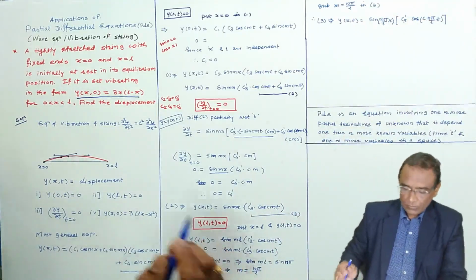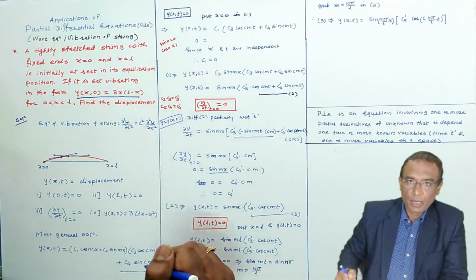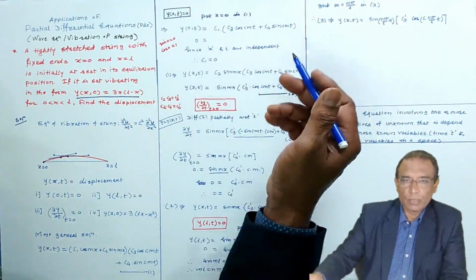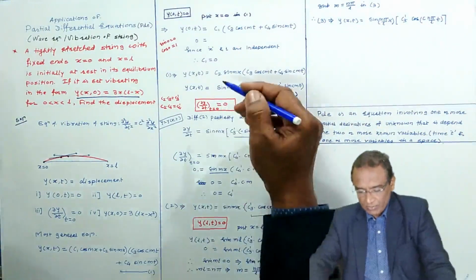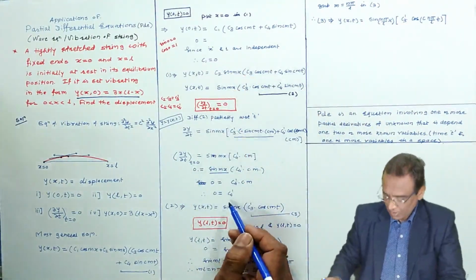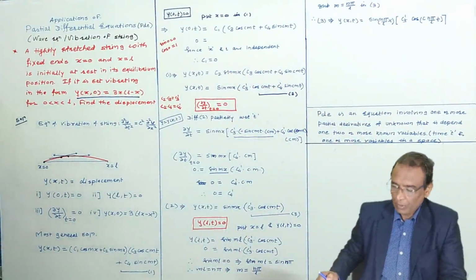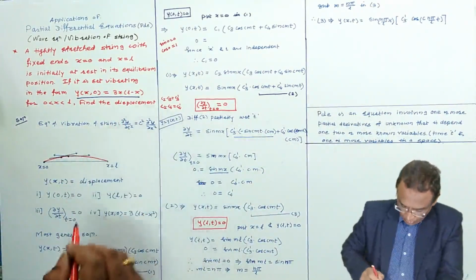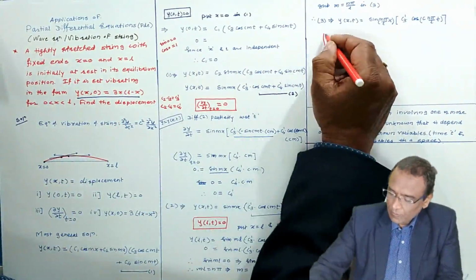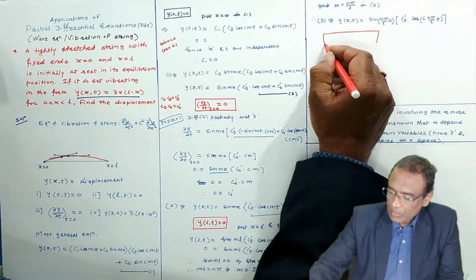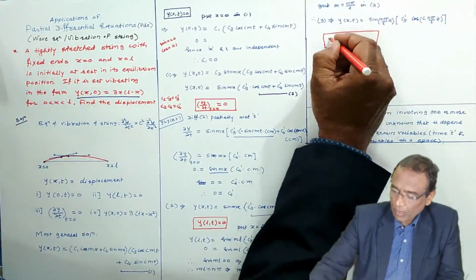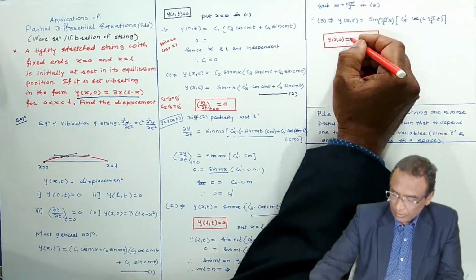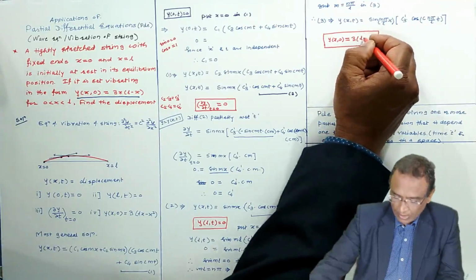So far, 3 conditions I used, and with respect to these 3 conditions, 3 constants we have obtained. C1 equals 0, then C4 dash equals 0, then the value of m. Now it remains to use the last boundary condition, y of x,0 equals 0, that is 3 Lx minus x square.